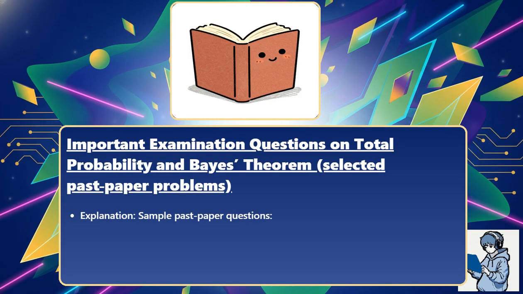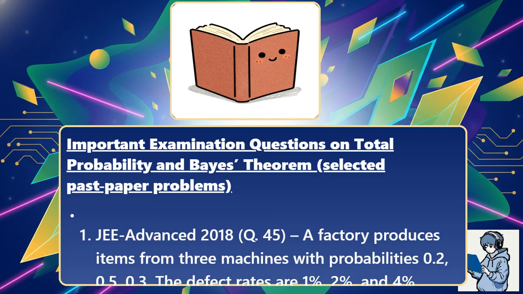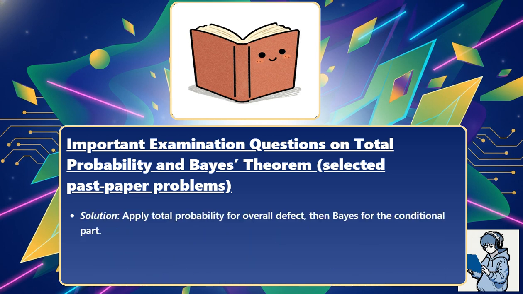Explanation: sample past paper questions. 1. JEE-Advanced 2018, Question 45. A factory produces items from 3 machines with probabilities 0.2, 0.5, 0.3. The defect rates are 1%, 2%, and 4% respectively. Find the overall defect probability and the probability that an item came from the second machine given that it is defective. Solution: apply total probability for overall defect, then Bayes for the conditional part.